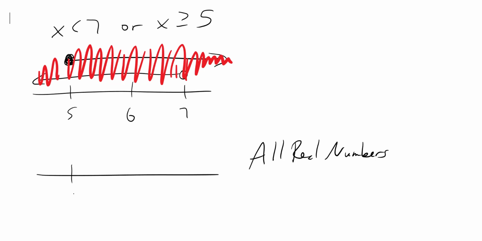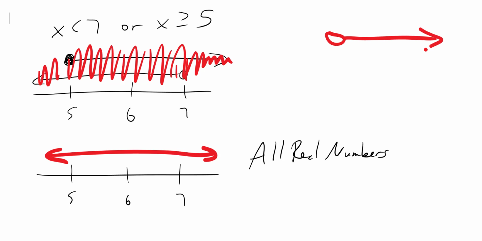So how do you graph all real numbers? Basically, you just put an arrow like this. That represents all real numbers, because it means everything. Okay, that's not bad. That happened because the arrows went, one went this way and one went this way. So that's why it's all real numbers, because I see a line everywhere. Okay? So let's do our last case.